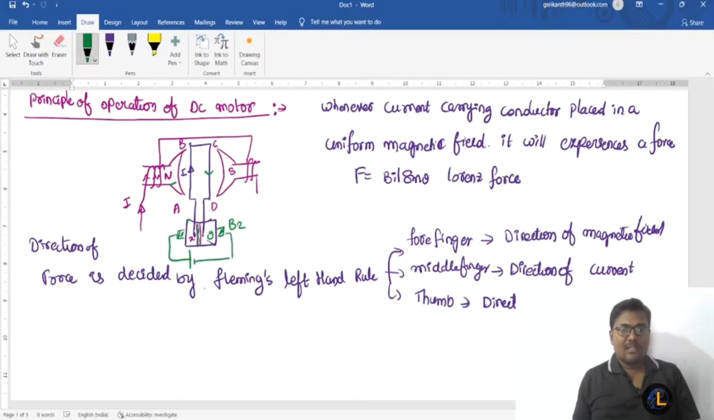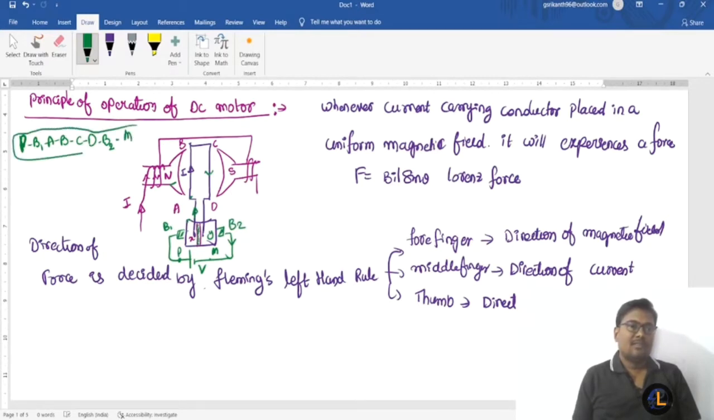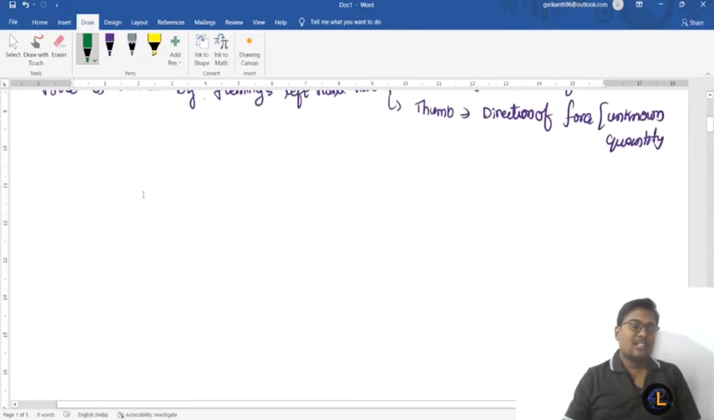Here I am giving an external supply, that is our voltage. So the current which is flowing like this, so this is P and M of the source terminals. Source has two terminals. From P to brush B1, the current enters like this. Conductor A to B, conductor C to D, and the current leaves through brush B2 and reaches the M terminal. So whenever a current carrying conductor is placed in a magnetic field, it will experience a force.